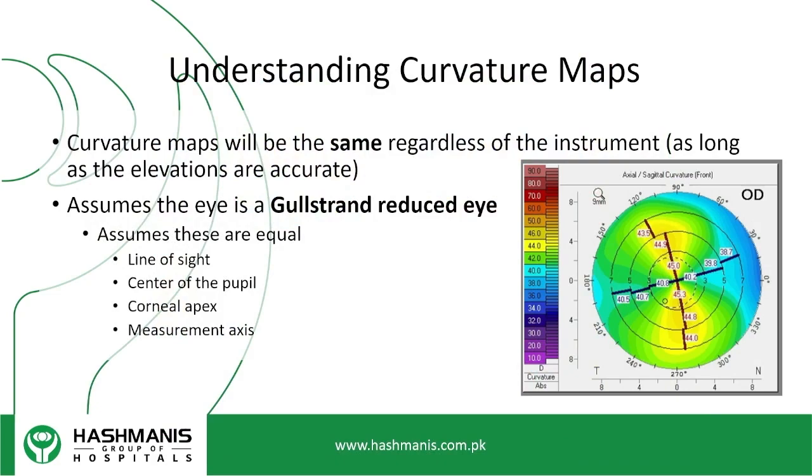We saw that we keep seeing sagittal curvature maps. Now, what are sagittal curvature maps? We have to understand that. Sagittal curvature maps basically assume that it's a Gullstrand reduced eye, which means that the line of sight, center of the pupil, apex, and measurement axis are all equal.